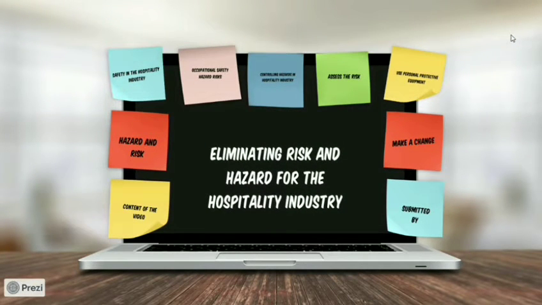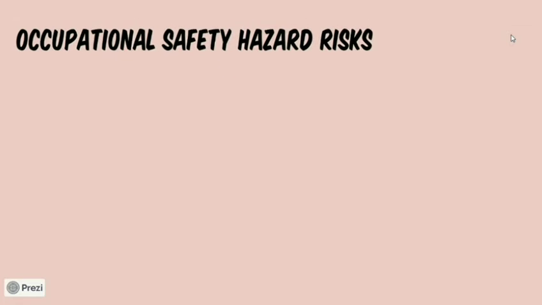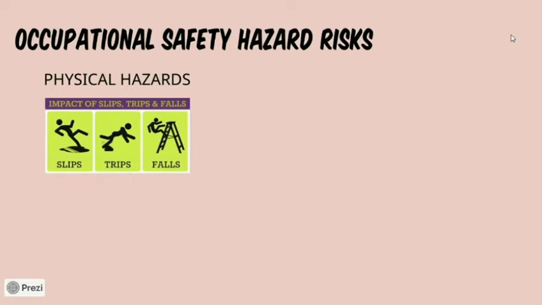Next, occupational safety hazard risk. First, the physical hazards. A physical hazard is an agent, factor, or circumstance that can cause harm with contact. It is one of the most common sources of injuries in many industries. The picture shows three examples of the physical hazard.